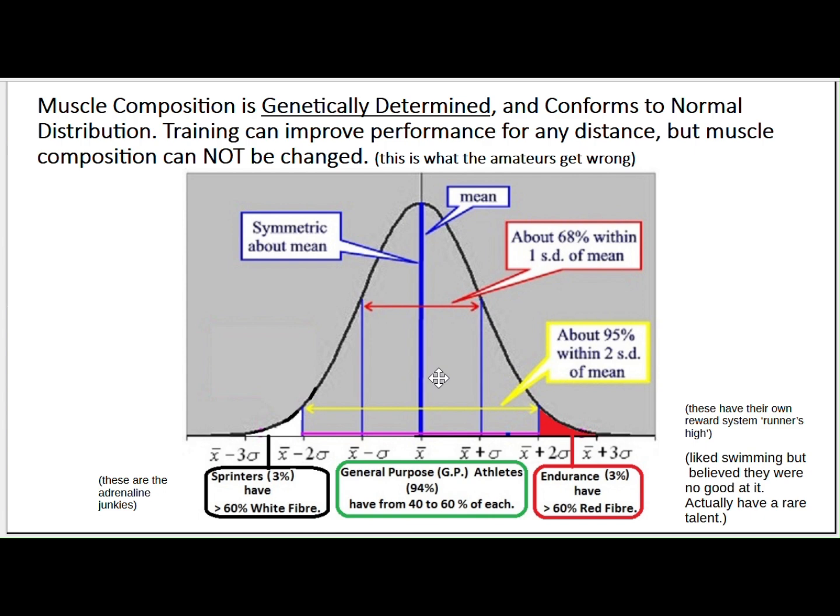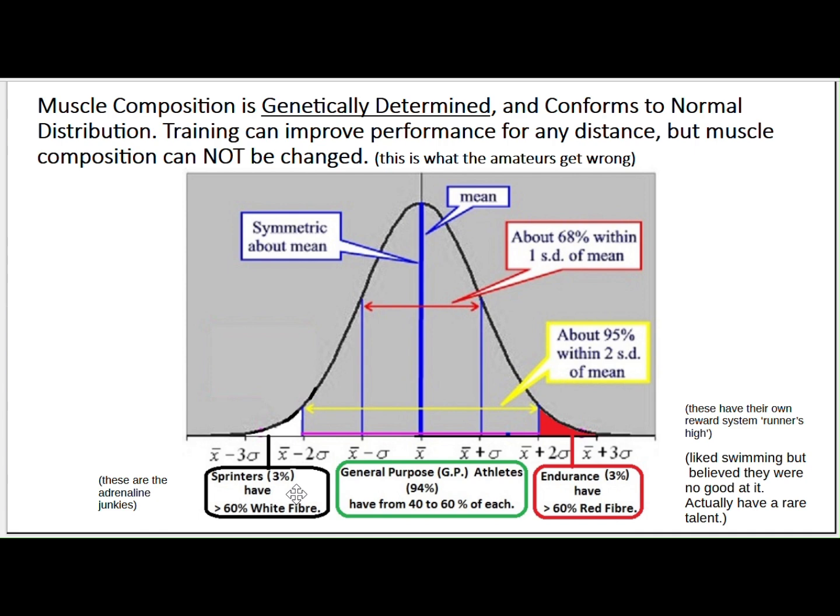Now I'm almost getting lost here. The next thing to point out is the numbers. If you've got, say, 100 athletes and you find out what their muscle composition is, about 94% of them have what we call general purpose muscles. That ranges from about 40% white fibre and 60% red to 60% white fibre and 40% red. They're all in here.